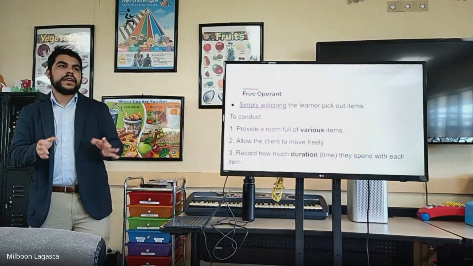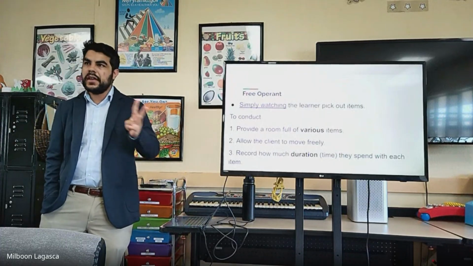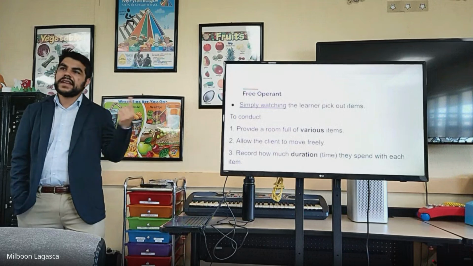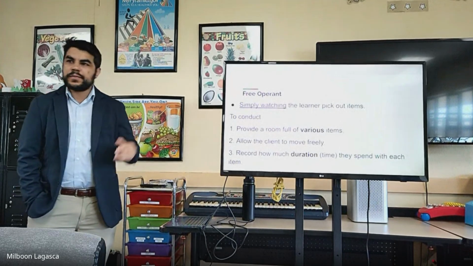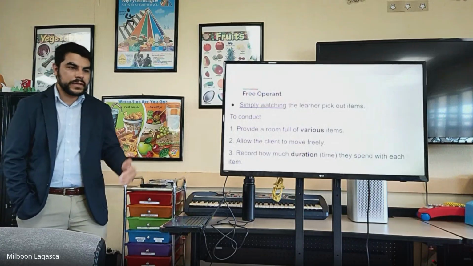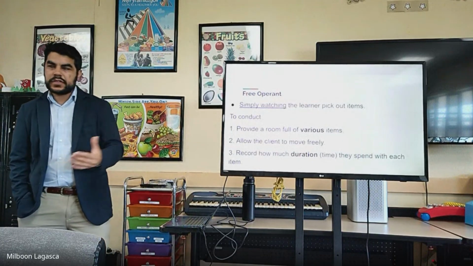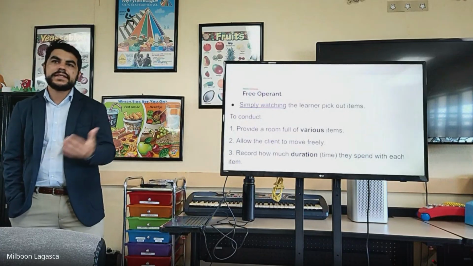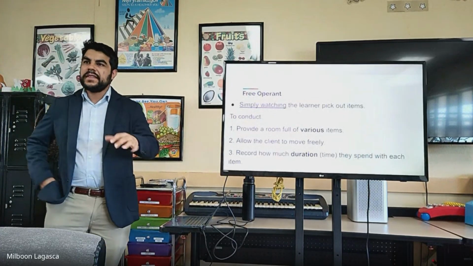So it's really looking at only one of the 4 functions of behavior, that for access to tangibles. So preference assessments are really not ideal for seeing the types of social reinforcement an individual may enjoy, let's say. It's more strictly about things, items.